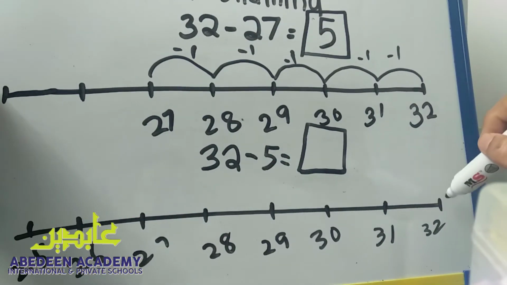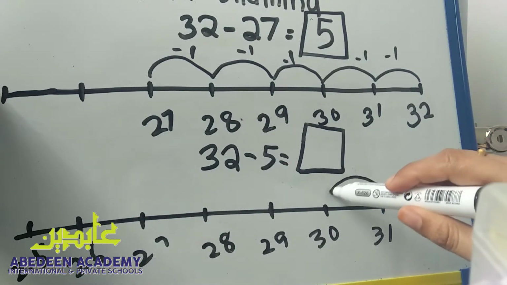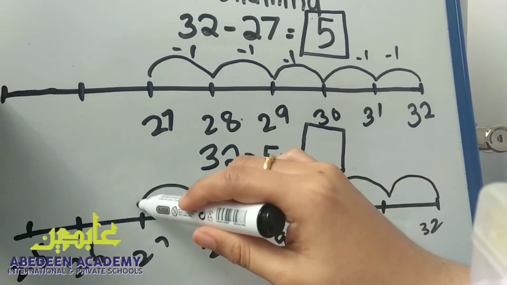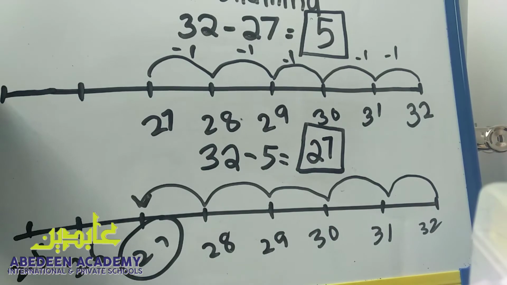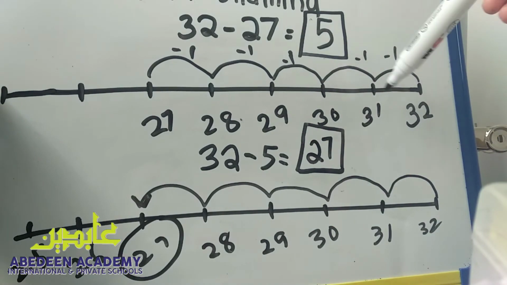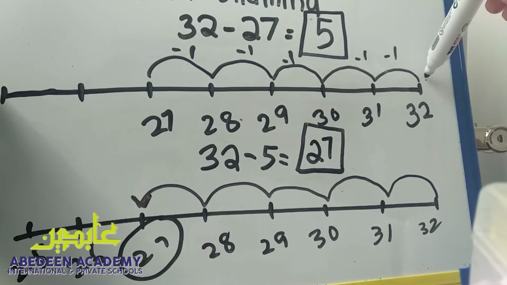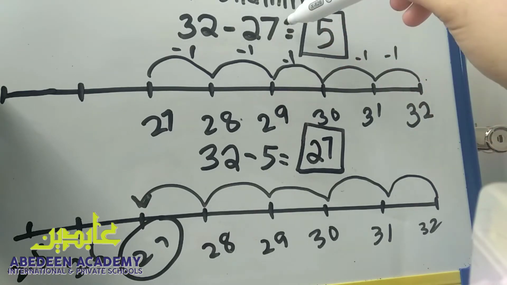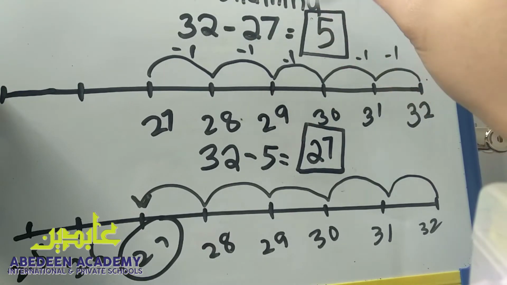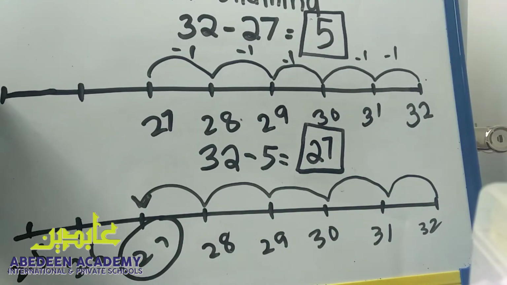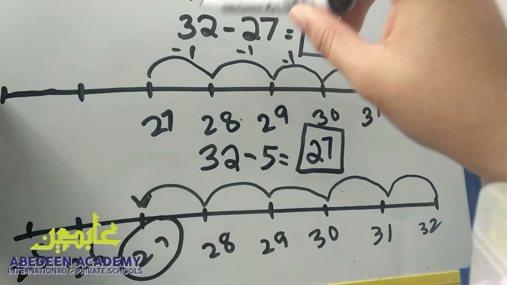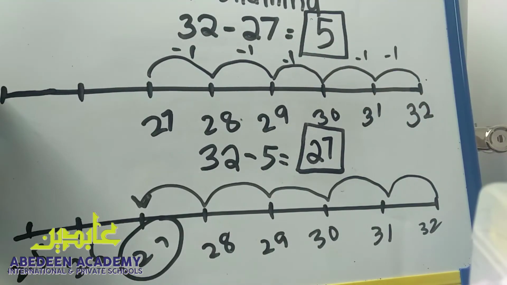Then we jump 5 times. So 1, 2, 3, 4, 5. What number does it land on? 27. That's how you check. So remember, you can do number line when 2 digits minus 2 digits are closer to each other. If it's 32 minus 11, that will be a bit hard because 32 is a bit far from 11, but 27 is nearer to 32. You can do this style.